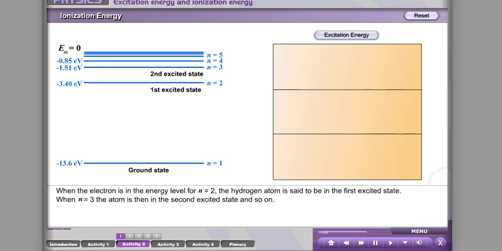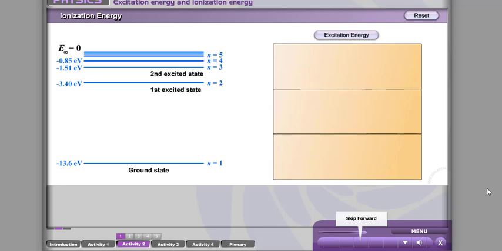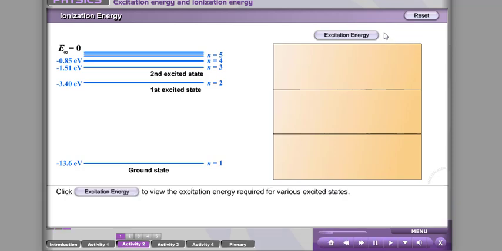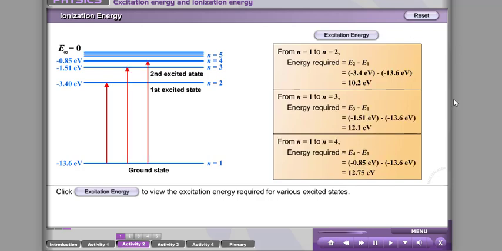When the electron is in the energy level for n equals 2, the hydrogen atom is said to be in the first excited state. When n equals 3, the atom is then in the second excited state, and so on. Click the Excitation Energy button to view the excitation energy required for various excited states.